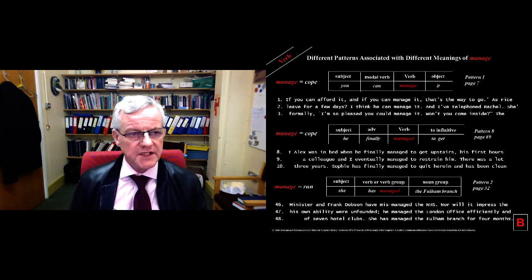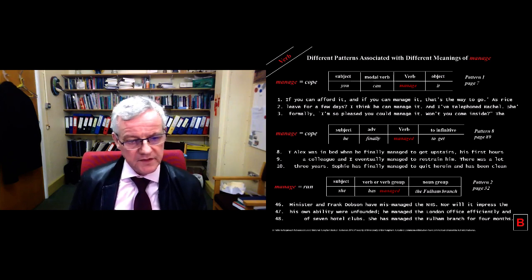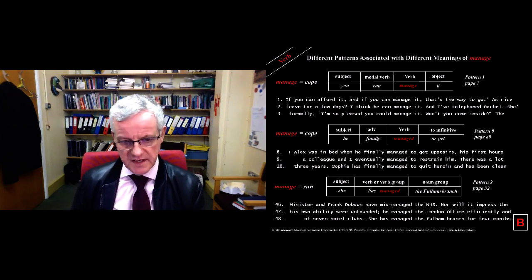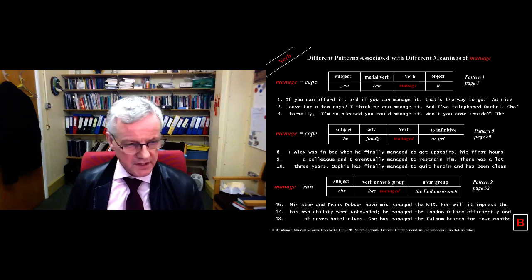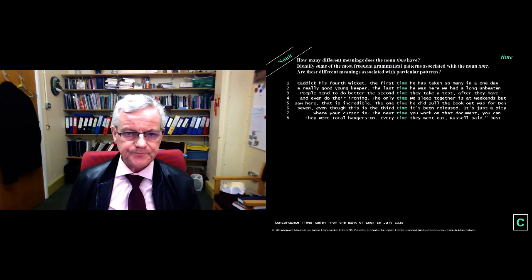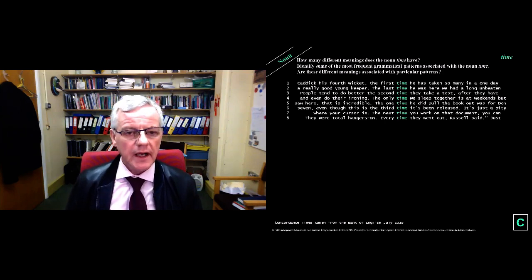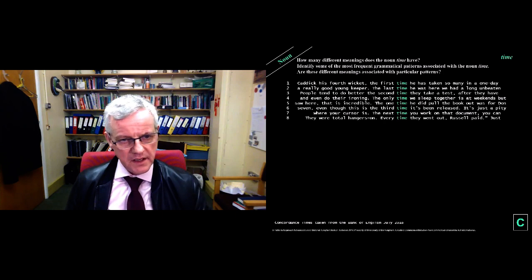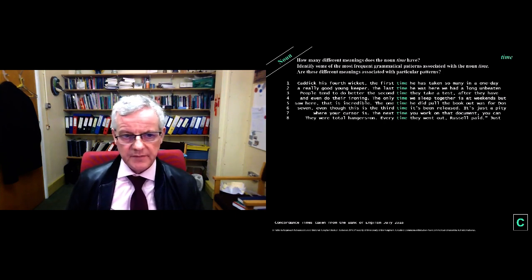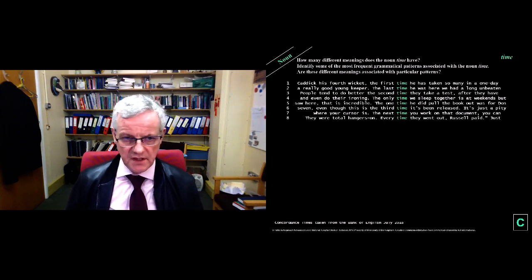So you've got, you can manage it, is the cope meaning. He finally managed to cope meaning, whereas she has managed the Fulham branch is very much the run or heading the department meaning. Group C meanwhile is working on time, the noun. And here we've got the first time, second time, which in many languages will be translated into a different word.